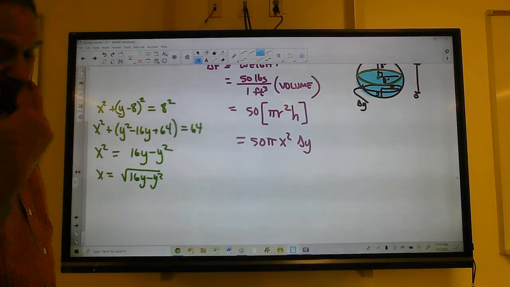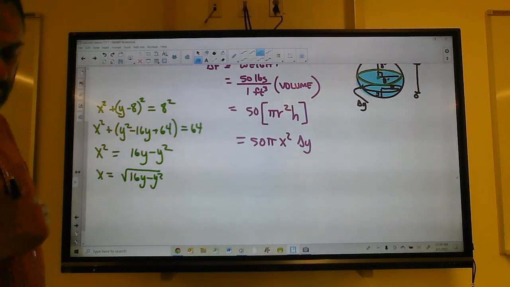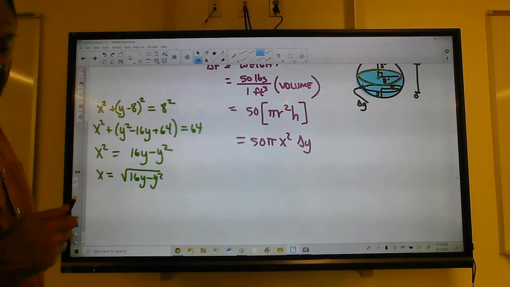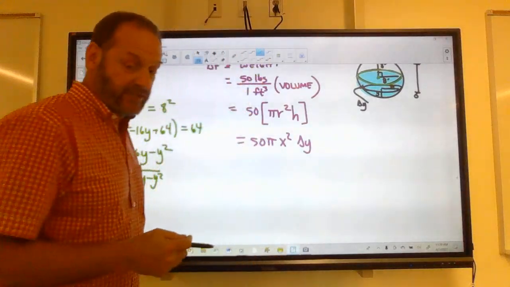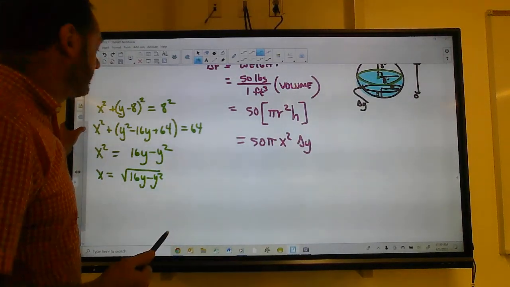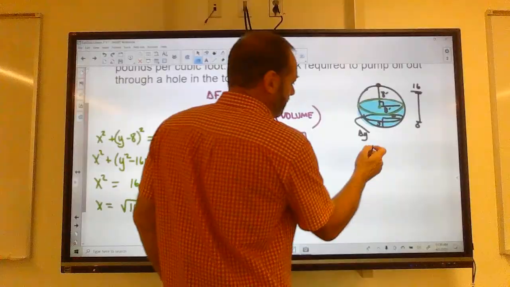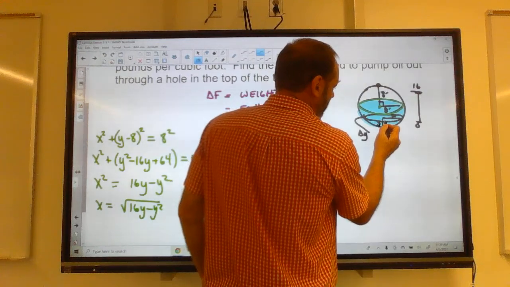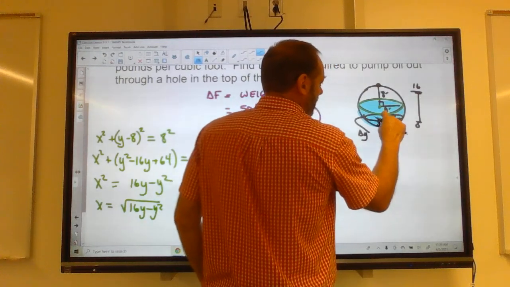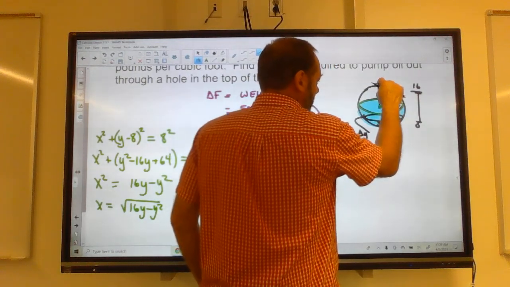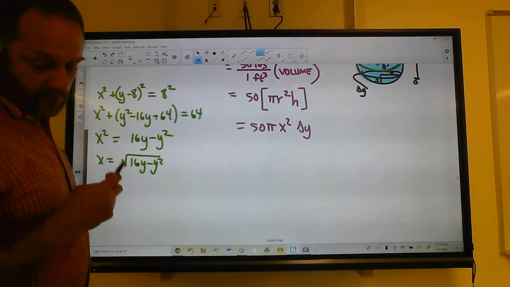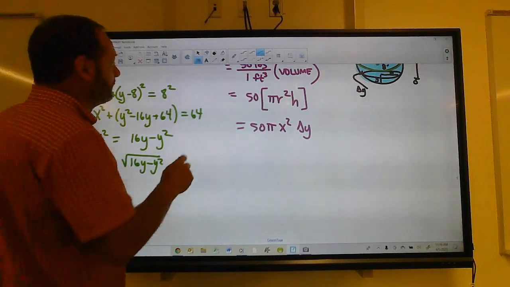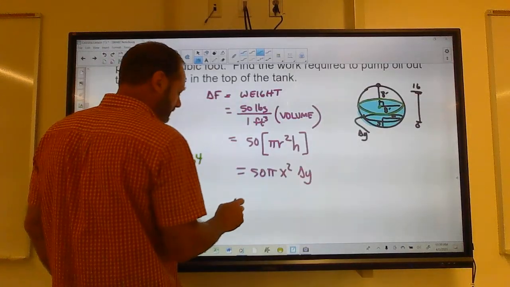Okay, now remember, a disk that is y feet from the bottom of the tank has to be moved 16 minus y feet up to get it out. So, for example, if this is 2 feet right here, then I got to move that disk 16 minus 2 feet to get it to the top. Okay?